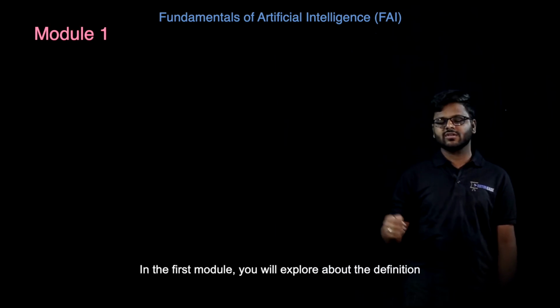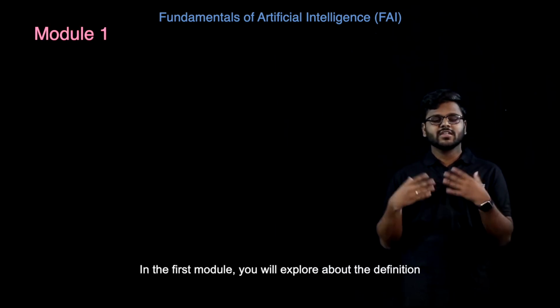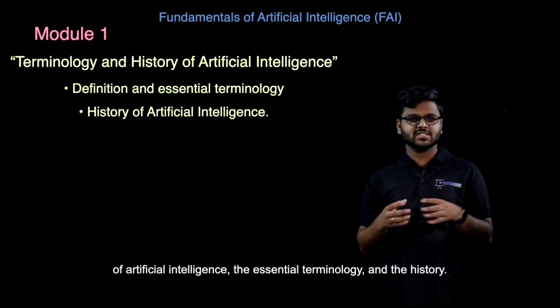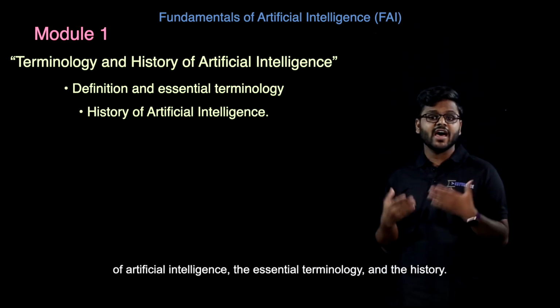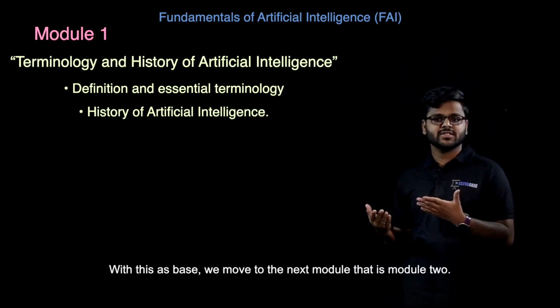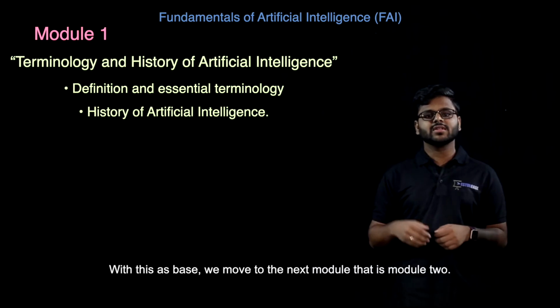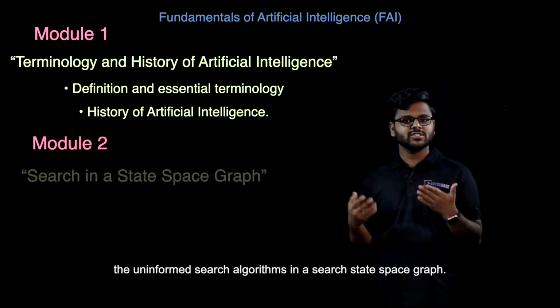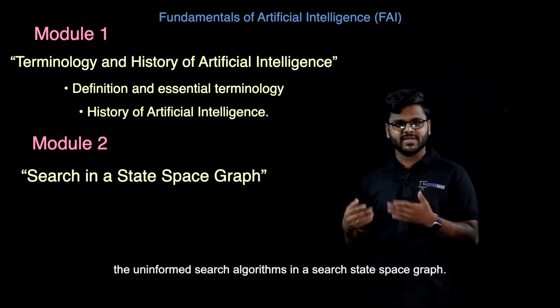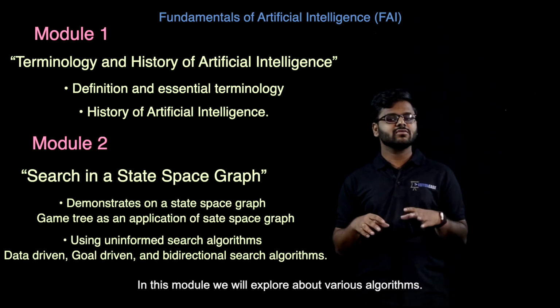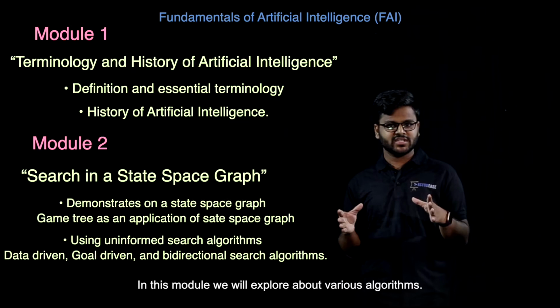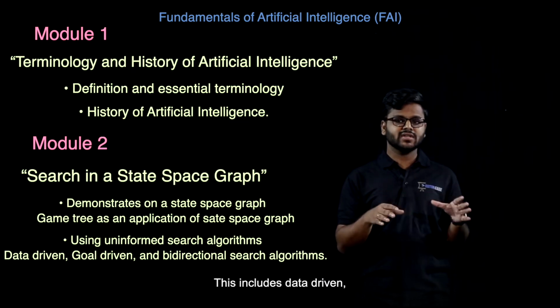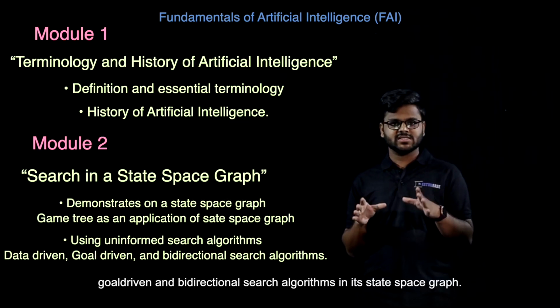In the first module, you will explore the definition of artificial intelligence, the essential terminology, and the history. With this as a base, we move to the next module, that is module 2. In this module, you will learn about the uninformed search algorithms in a search state space graph. We will explore various algorithms. This includes data-driven, goal-driven, and bidirectional search algorithms in its state space graph.